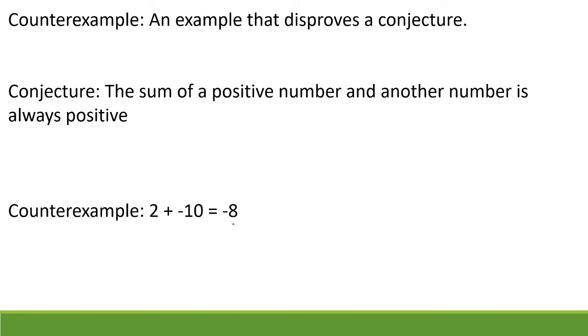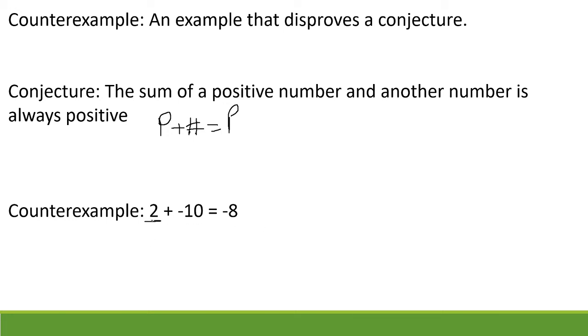And speaking of which, this is how you do it. So a counterexample is simply an example that disproves a conjecture. So if you say that the sum of a positive number and another number is always positive, so if you take a positive number and you add another number, you always get a positive number back. Well, that's a conjecture, but it's wrong because we can disprove it. We can provide a counterexample.